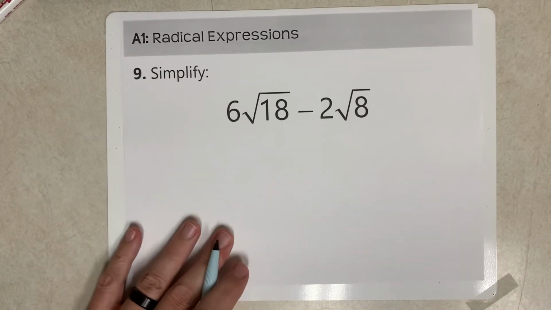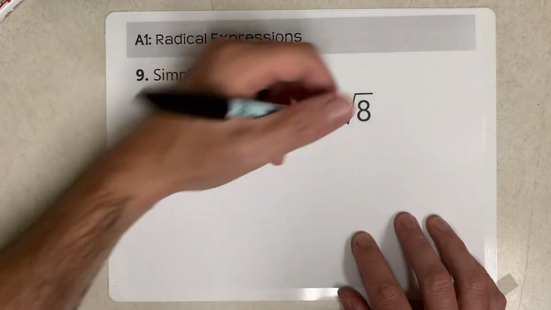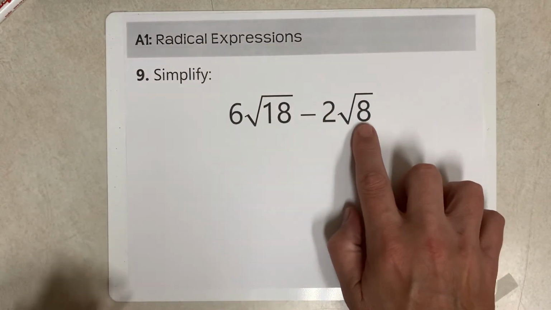6 root 18 minus 2 root 8. So we've got to break these down. Well, we already know this guy. We already know that's going to be 2 root 2.